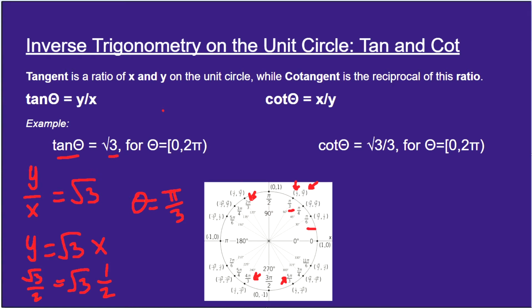Well, it won't be 2 pi over 3, and that's because notice that the x value is negative. A positive divided by a negative will be negative, so it will not make positive square root 3. Same with 5 pi over 3. The y value is negative. A negative divided by a positive will be negative, not positive square root 3. 4 pi over 3 does work, right? 4 pi over 3 does work, and that's because I have two negatives, right? A negative divided by a negative is positive. So I know that theta could be 4 pi over 3.